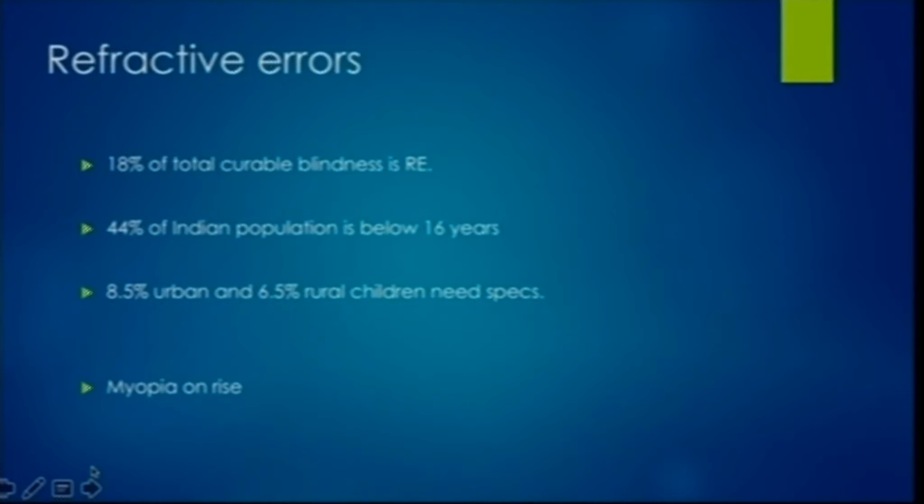So let's touch on them one by one, the most important being the refractive errors. Just now Dr. Parikshit sir has gone through most of the things, but 18% of the total curable blindness is refractive errors. India is basically a young country, with about 44% of the Indian population being less than 16 years, of which 8.5% of urban and 6.5% of rural children need specs. And obviously with all this myopia, we know why it is coming up, because children are more and more accommodating, with more mobiles, more laptops, more tablets. Myopia is basically on a high rise among all the children.